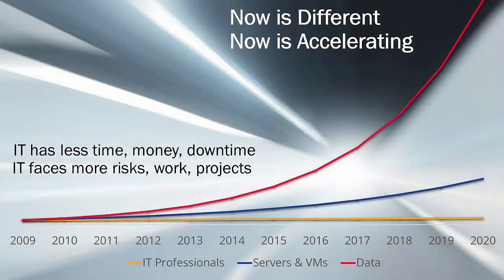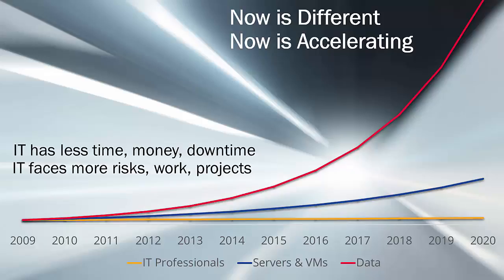IT is becoming a vital part in many departments and organizations, and as you can see, it is accelerating. IT professionals, the yellow line at the bottom, the growth rate is pretty flat, pretty constant, whereas servers and VMs and data are growing exponentially. You're going to see a drastic degree of difference, and you're going to be responsible for more and more data, which means more and more complexity, which means, frankly, less time to do everything that you need to accomplish in one day.